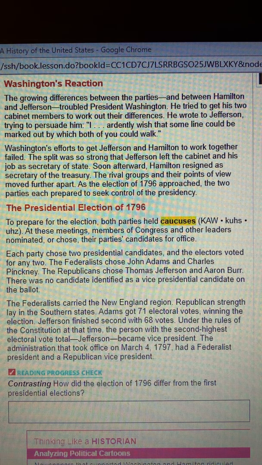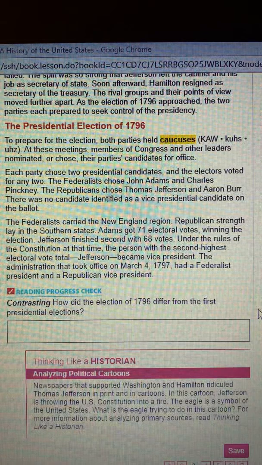The Federalists carried the New England region. Republican strength lay in the southern states. Adams got 71 electoral votes, winning the election. Jefferson finished second with 68 votes. Under the rules of the Constitution at that time, the person with the second highest electoral vote total, Jefferson, became vice president. The administration that took office on March 4, 1797, had a Federalist president and a Republican vice president.